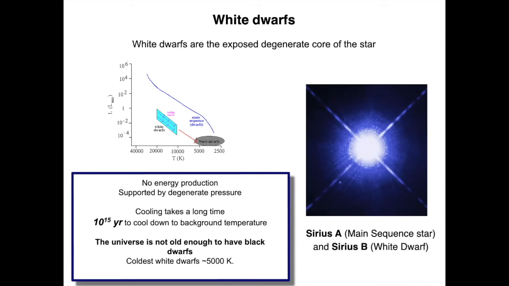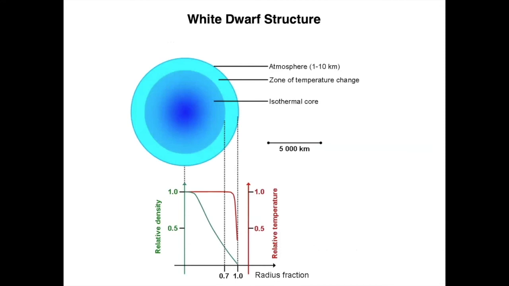And because there is no energy production, from the structure equations of a star, which still apply to the case of a white dwarf, that means that there is no temperature gradient. White dwarfs are essentially isothermal. You remember from the temperature equation, the temperature gradient is proportional to the luminosity. Now, if the core has no luminosity on its own, then the temperature gradient is zero.